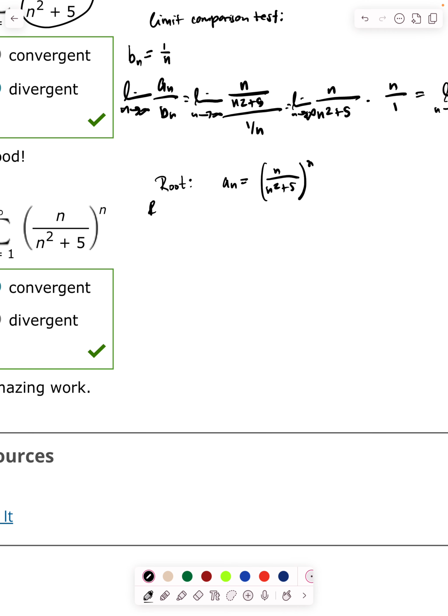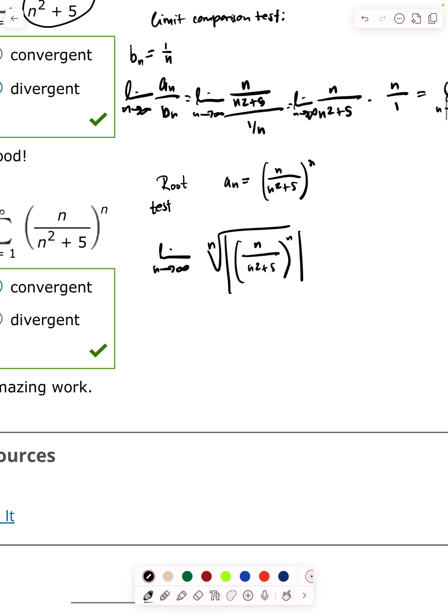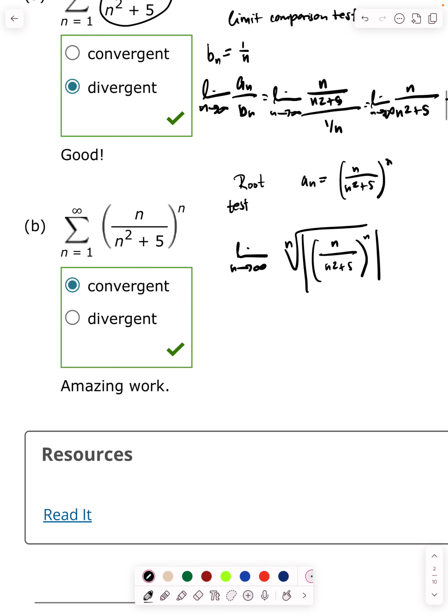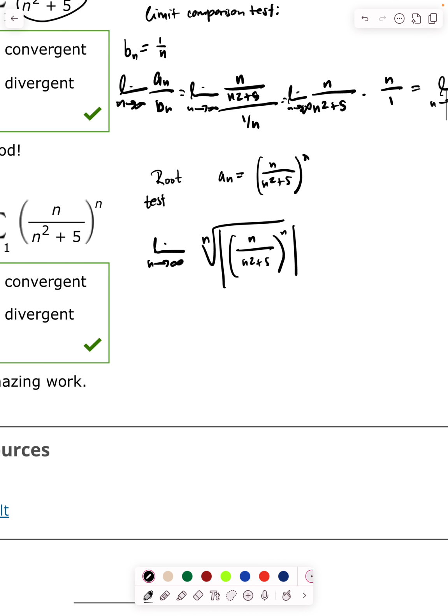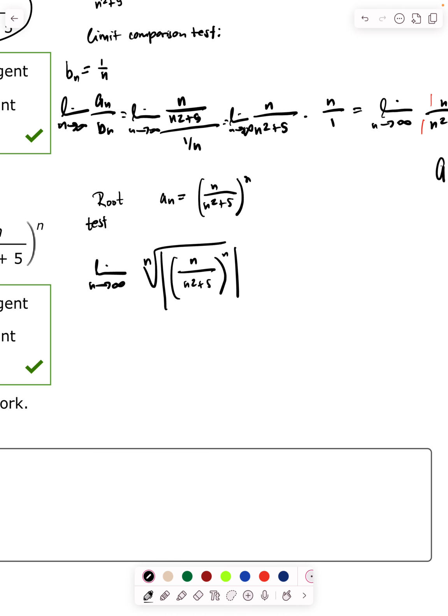The root test says that I want to take the limit as n goes to infinity of the nth root of the absolute value of a_n, or in this case, n over n squared plus 5, to the power of n. You always want to take the absolute value because you can't take the nth root of something negative, though it doesn't really change anything if it's negative or positive. Anyways, I know that these two cancel out, and so what I'm left with is this limit.